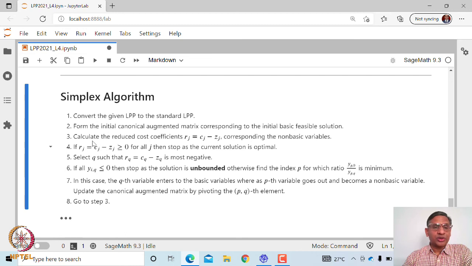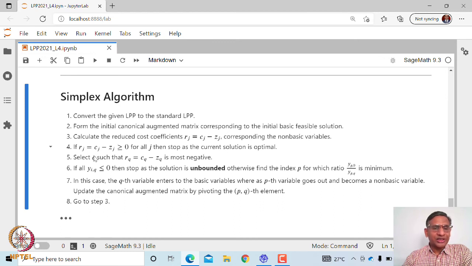Next you have to calculate the reduced cost coefficient, namely Rj equal to Cj minus Zj, corresponding to non-basic variables. Once we have started with a basic feasible solution, we know what the basic variables and non-basic variables are. So with respect to each of these non-basic variables, calculate the reduced cost coefficient. Now in case all these reduced cost coefficients with respect to non-basic variables are non-negative, then the current solution is optimal and you can stop.